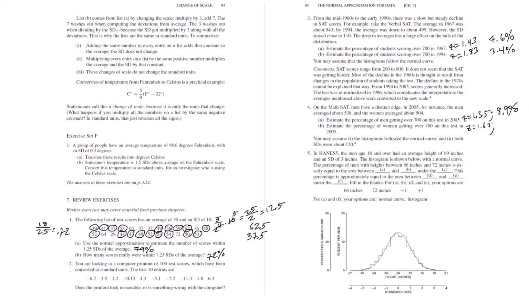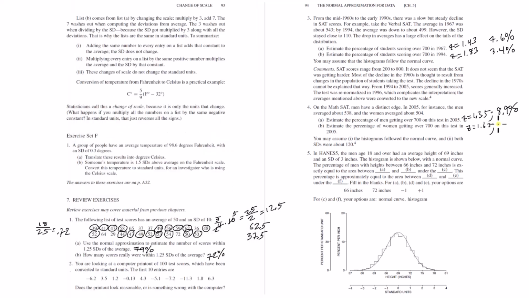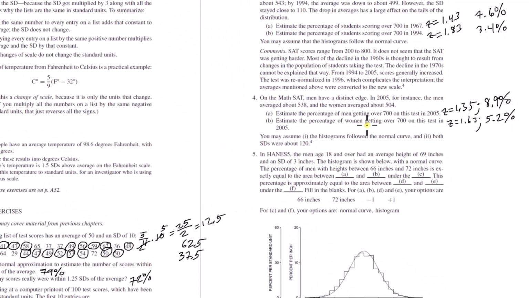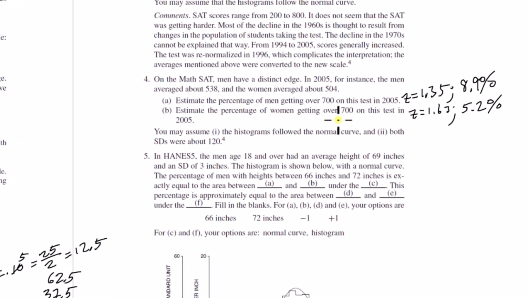All right, and then this is 1.63. 5.2%. All right, now why is this percentage lower? Because if you scored a 700 on the women's test, you did better than, the average was lower than the men's test. So your percentile is better.